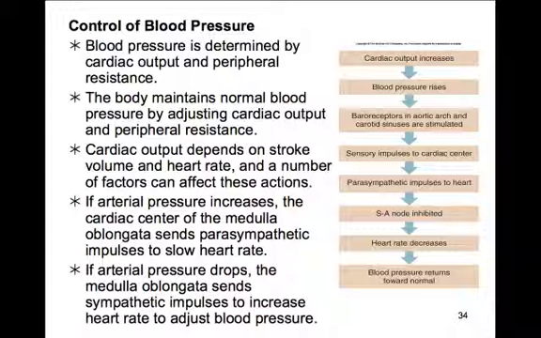The cardiac output, again, depends on stroke volume and heart rate, and a number of factors can affect the cardiac output. If the arterial pressure increases, the cardiac center in the medulla oblongata sends parasympathetic impulses to slow the heart rate. If the arterial pressure drops, the medulla will send sympathetic impulses to increase heart rate to adjust the blood pressure.